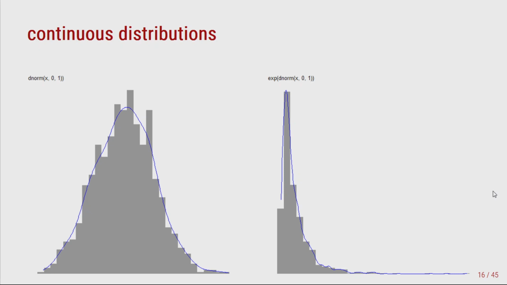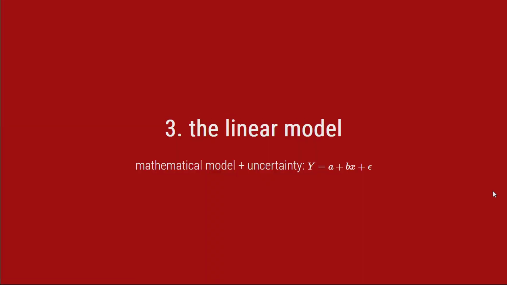This is what we need to imagine. This is an asymmetric curve, and here I'm plotting a density curve, like the exponential of that density curve. Okay, and let's go talk about the linear model.